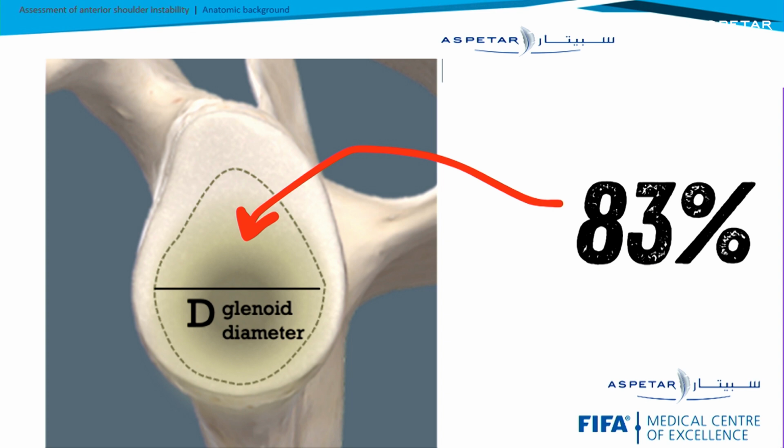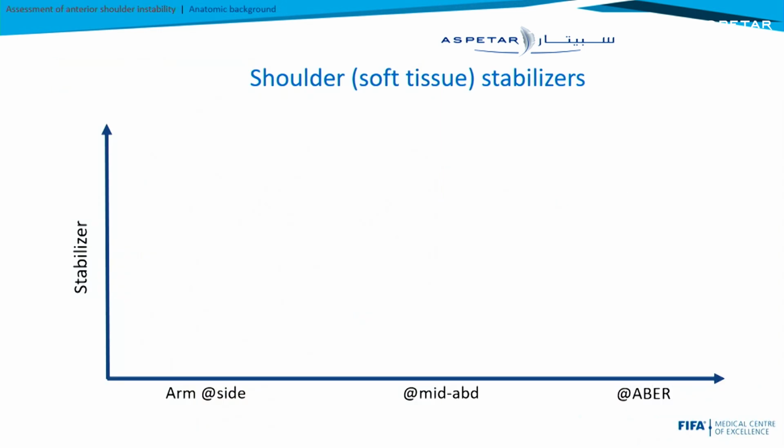So what do you think? The area outside that green surface is useless? We have an extra glenoid? Definitely no. Definitely no. All the soft tissues are attached to that part. So let's switch to the soft tissue stabilizers, which are more important than the bone stabilizing.